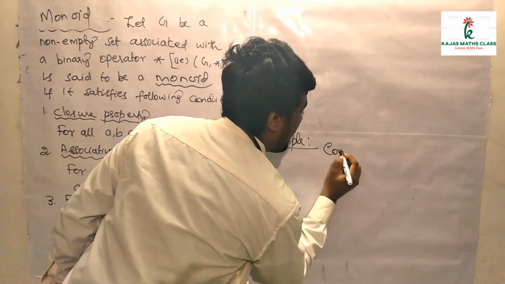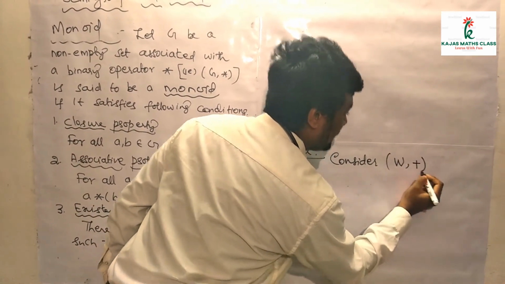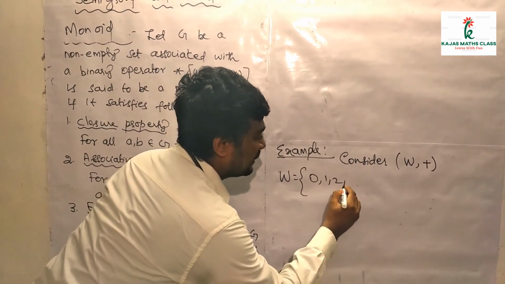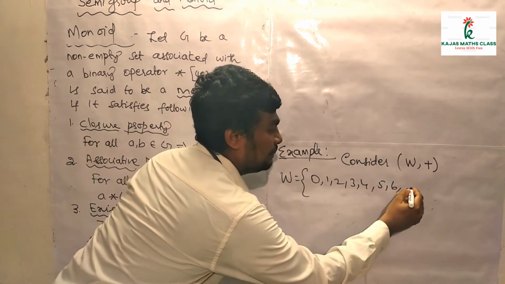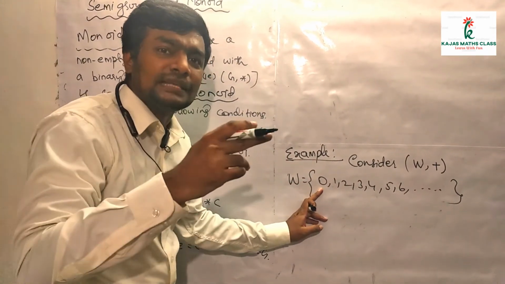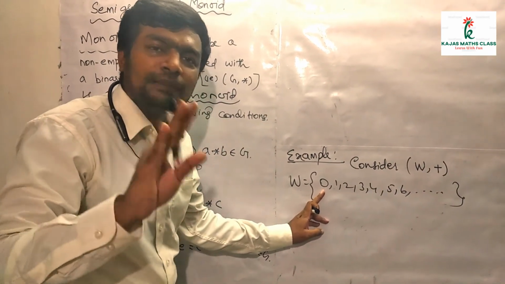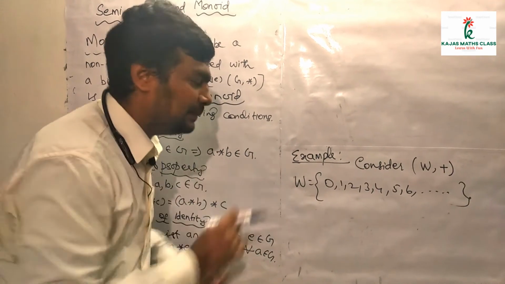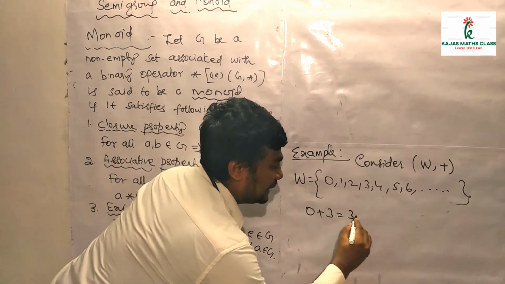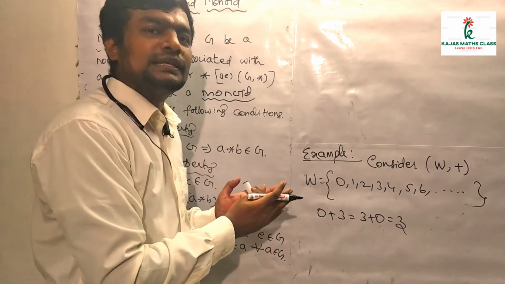Consider the set of all whole numbers along with the binary operator plus. What are whole numbers? It starts with 0, right? You can notice that in the previous set of all natural numbers, we didn't have 0. It has no identity element. It satisfies only two conditions. It does not satisfy identity property. But here, it has an identity element. Along with those elements, you have 0, right? 0 plus any number, or number plus 0, is again the same number. So it is a beautiful example of monoid.